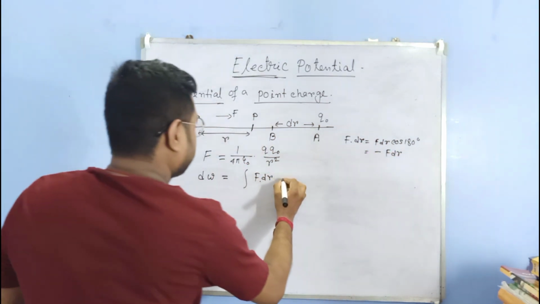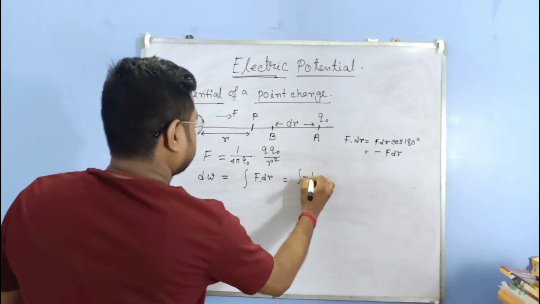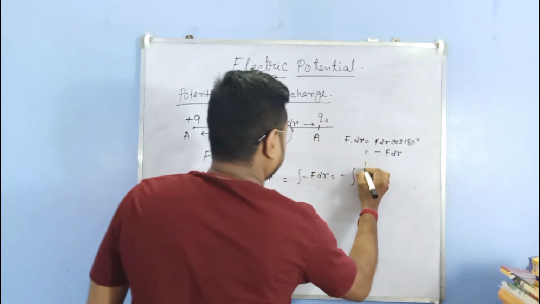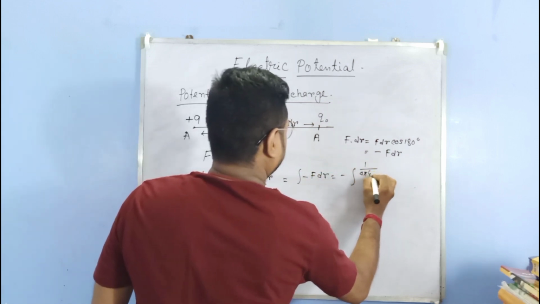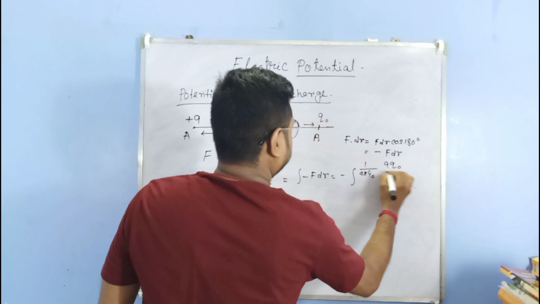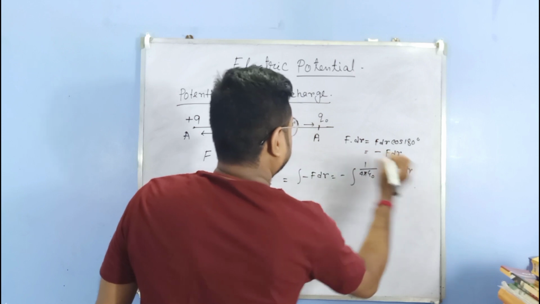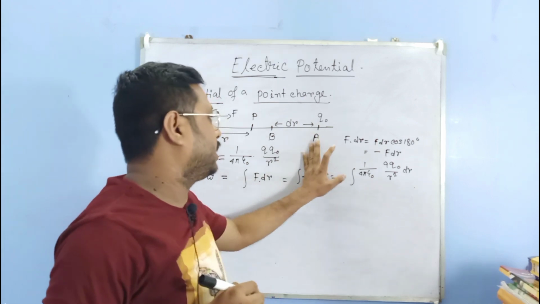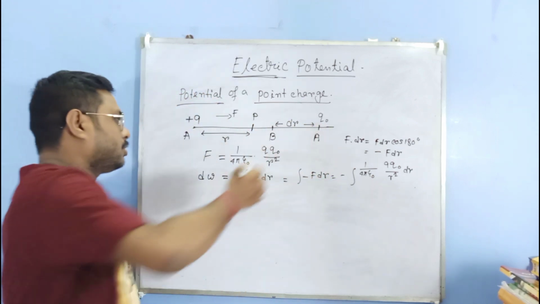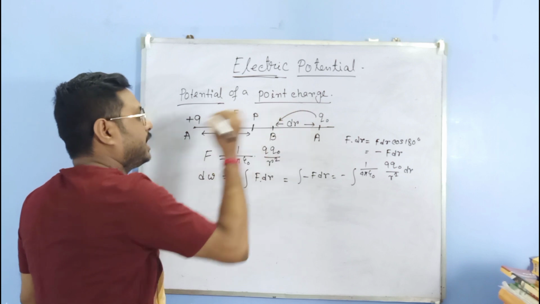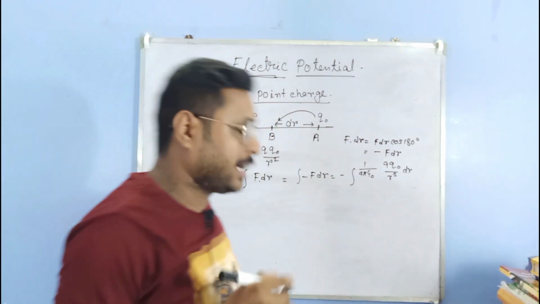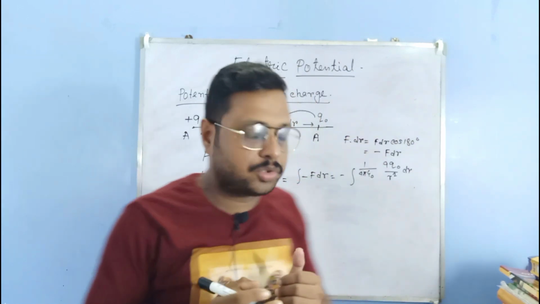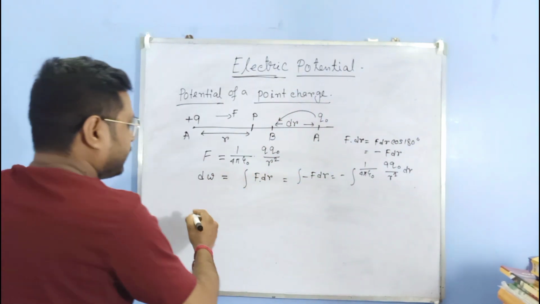We can say it is minus F dr, or minus the integration, putting the value of F as 1 upon 4 pi epsilon naught Q0 by R square into dr. This is the elementary work done to move the particle from B to A only. But according to the definition, we have to move it from infinity to R, so we have to take the value of the integration.